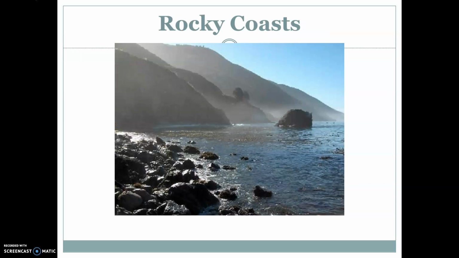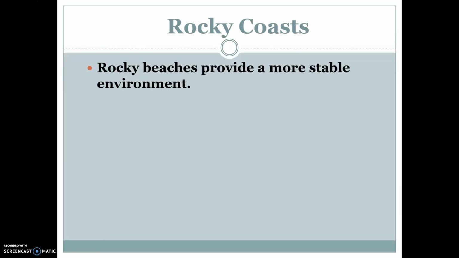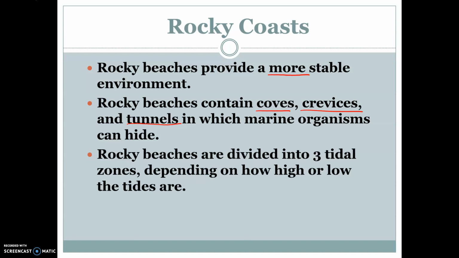Okay. Next one that we're going to look at is rocky coasts. So in comparison to sandy beaches, these are going to be younger. So they provide a more stable environment. We're going to see a lot less movement because they're much heavier and stabilized than the sand that we see on beaches. We're going to see different things like coves, different crevices, and tunnels in which different marine organisms can hide. A lot of times with rocky coasts, we're going to see little tiny snails and periwinkles that are going to be able to suction to these rocks to survive.